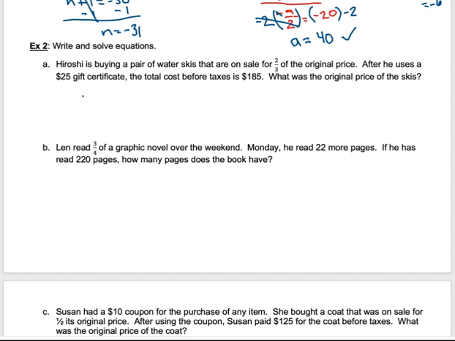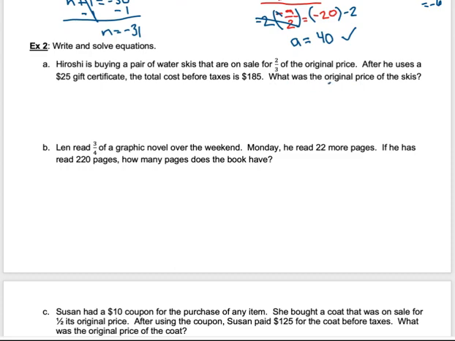Hiroshi is buying a pair of water skis that are on sale for 2/3 of the original price. After he uses a $25 gift certificate, the total cost before taxes is $185. What was the original price of the skis? Okay, so they're on sale for 2/3 of the original price. After he uses a $25 gift certificate, the total cost before taxes is $185. What was the original price?